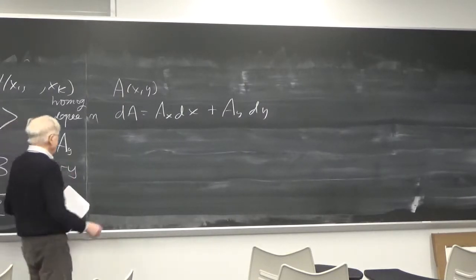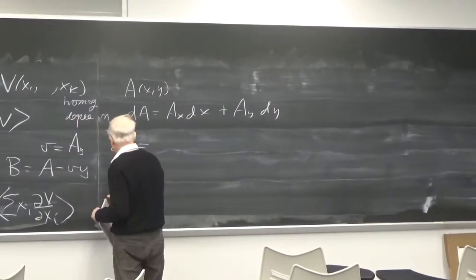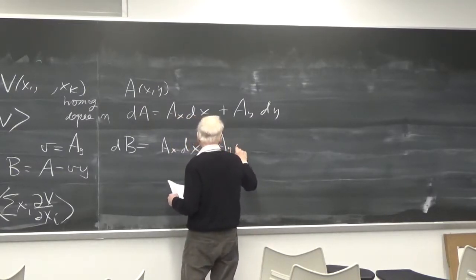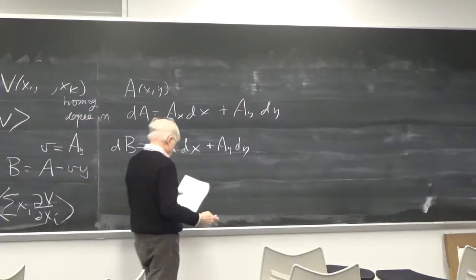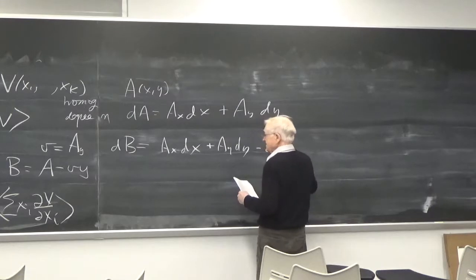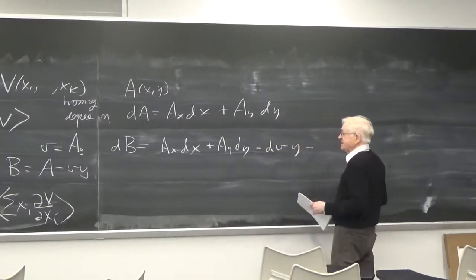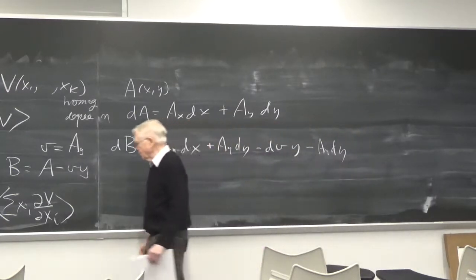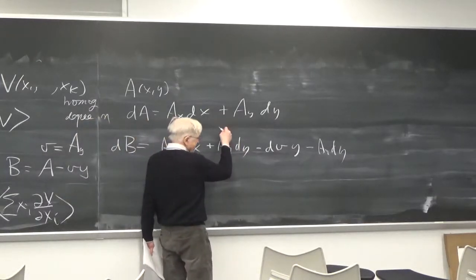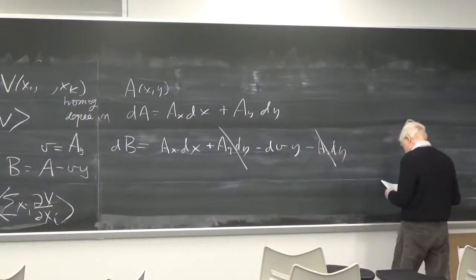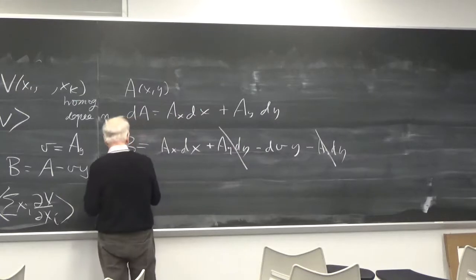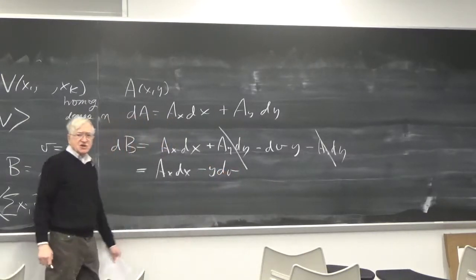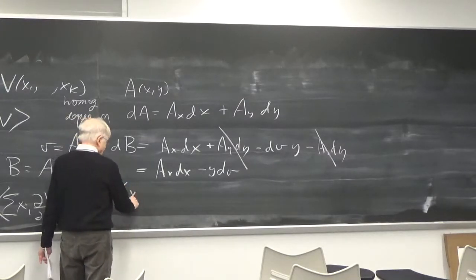So what is dB? Well, dB is going to be A_x dx plus A_y dy, because that's dA. And then we have minus dV y minus V dy. But V is A_y, so this is minus A_y dy. And you see this has been cleverly arranged so that this term is canceled by this term. And so what we have is that dB is simply A_x dx minus y dV. So this suggests that B is a function of x and V.